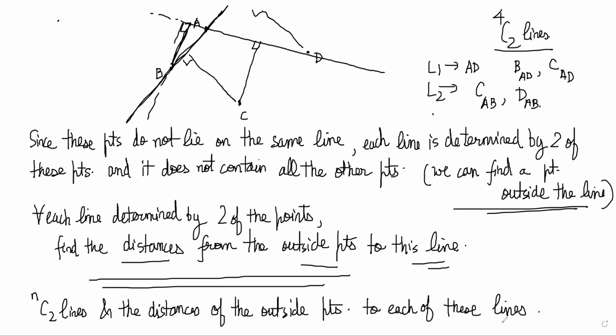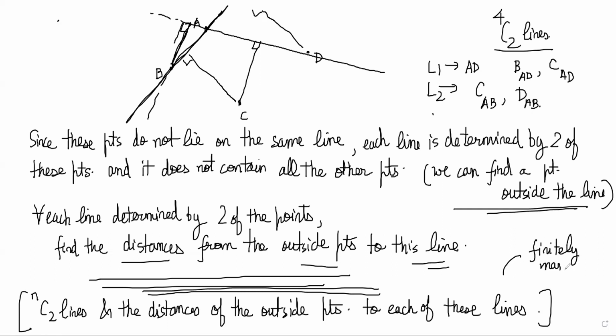I hope you're understanding what I'm saying. There will be nC2 lines that will be determined by these points. Now, there will be outside points for each line. For each line, there are some points that don't lie on it. From those points, you draw perpendiculars and find the distances of those points to those lines. So there will be many distances, right? But you can easily say that the number of such distances is finite. It will be finitely many, right? What we will do now is apply the extreme principle. So I will do it on the next screen.